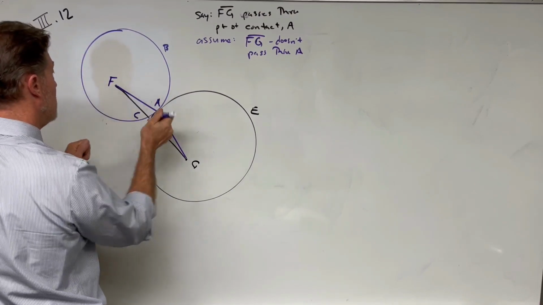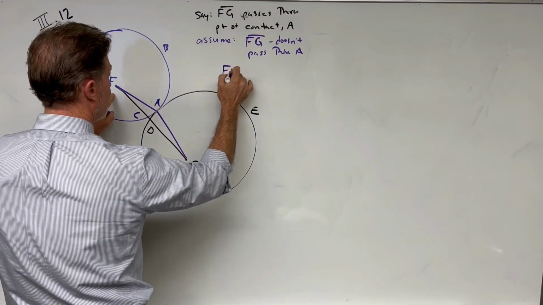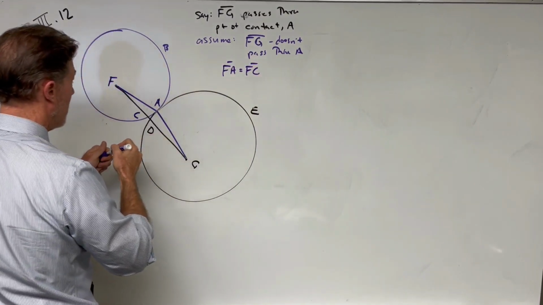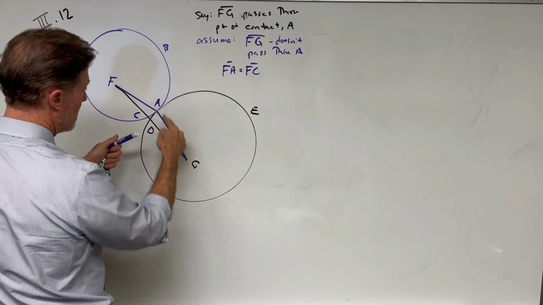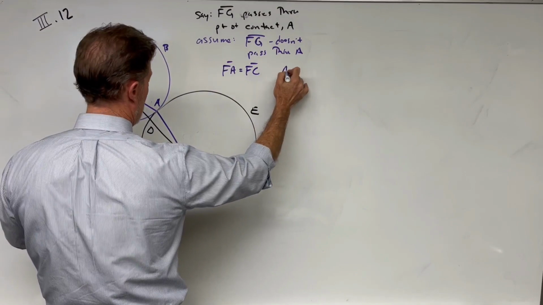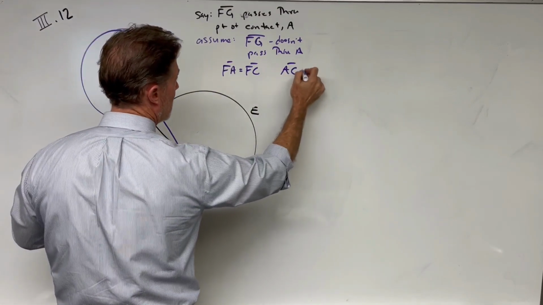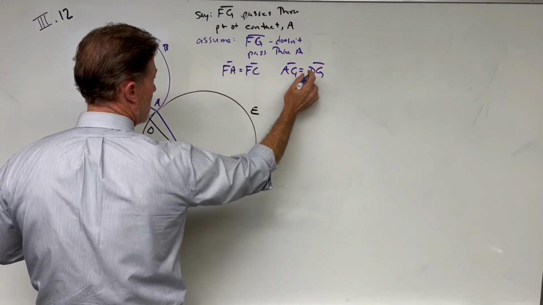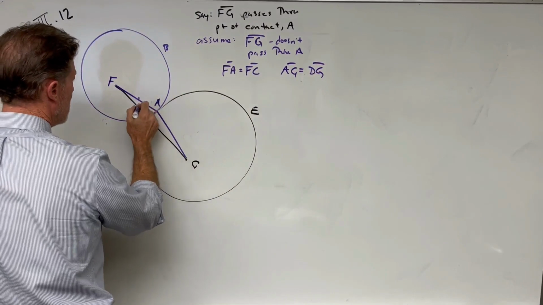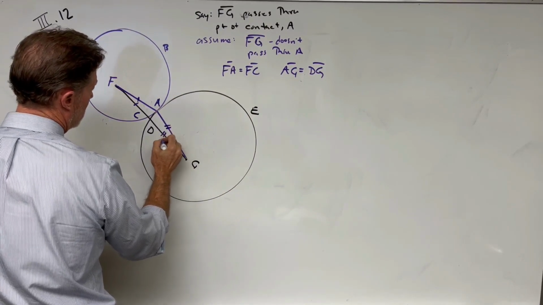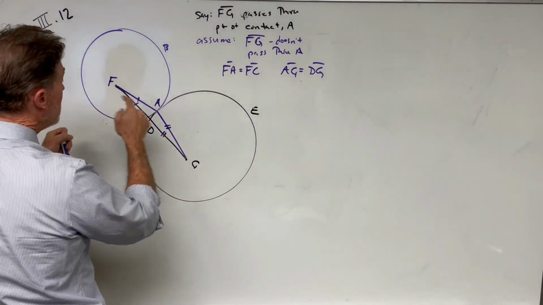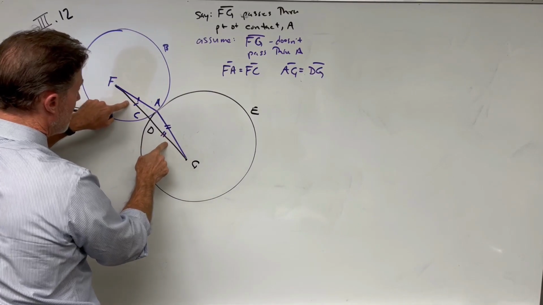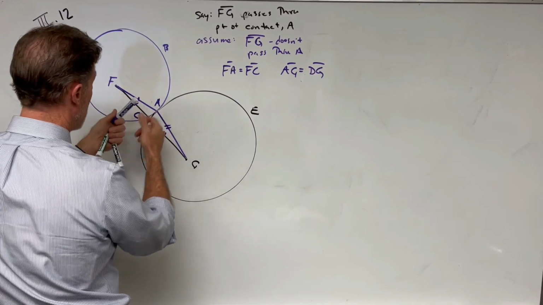In circle ABC, we can see that FA is equal to FC because they're radii of the same circle. And in this circle, AG and DG are radii of the same circle. So these two things are equal. This is equal to this, and this is equal to this. And so if we took this and this, and added it to this and this, then they would still be equal. Equals added to equals are equals.